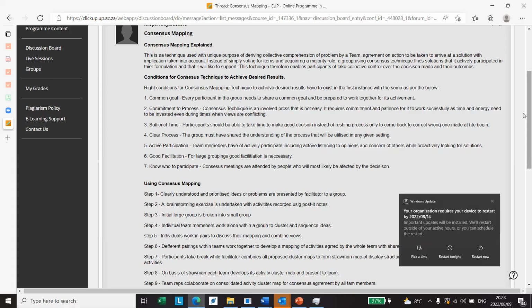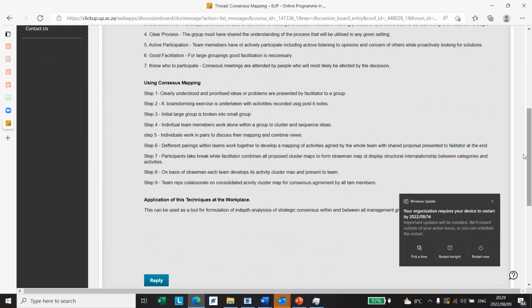So you get a group of people who have a problem, and you have a single person who will facilitate how the technique is going to be done. You know who is to participate. Consensus sessions are attended by people who are going to be affected, not people from outside. You cannot get an HR person to participate in this technique if it's really a technical problem, like a defect or a high defect rate in production. So you have to get people who are going to be affected.